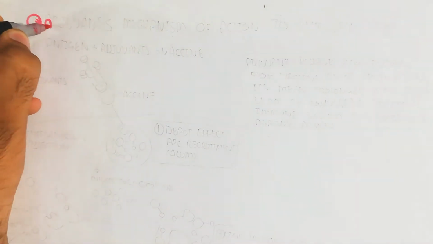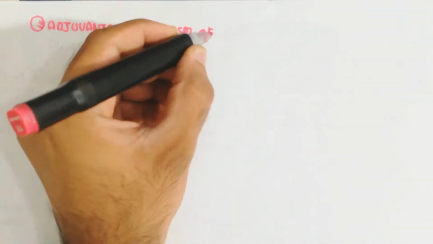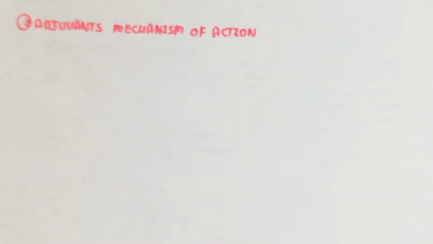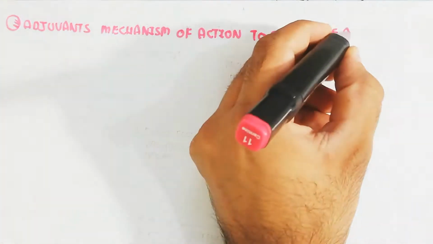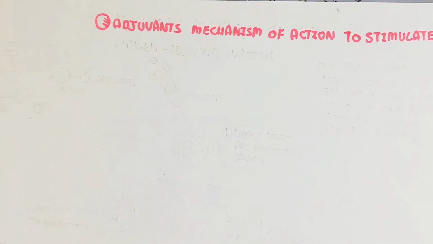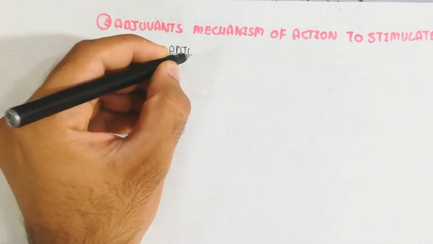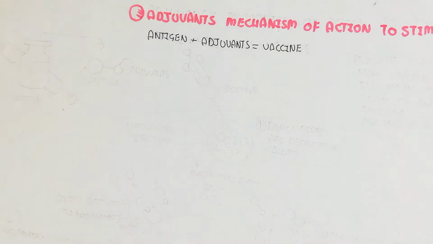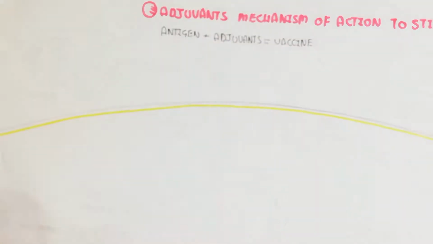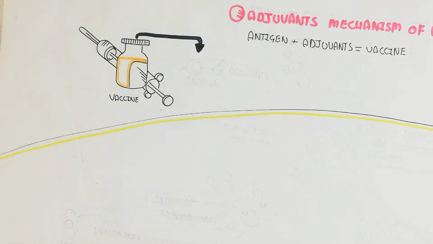Hello, in this video we will discuss the adjuvant's mechanism of action to stimulate antigen presenting cells and how inflammation will occur. In the previous video we discussed the adjuvant types and their mechanisms, and in this video we will understand the cellular pathway during the injection. If you want to watch the previous video, you can find the link in the description below.